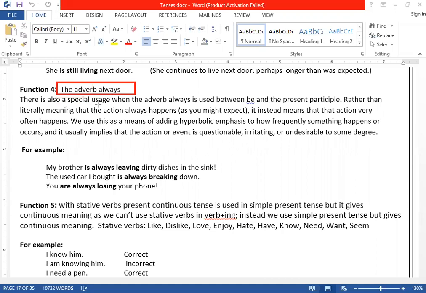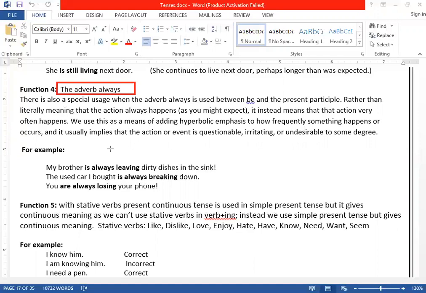There is also a special usage when the adverb always is used between be and the present participle. Rather than literally meaning that the action always happens, as you might expect, it instead means that the action very often happens. We use this as a means of adding hyperbolic emphasis on how frequently something happens or occurs, and it usually implies that the action is questionable, irritating, or undesirable to some degree.